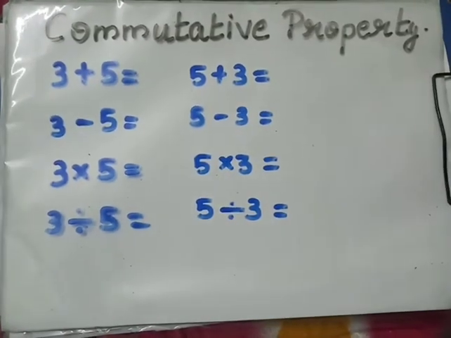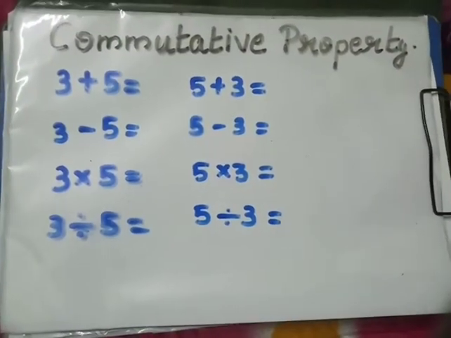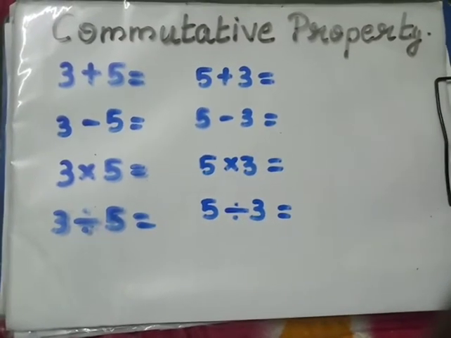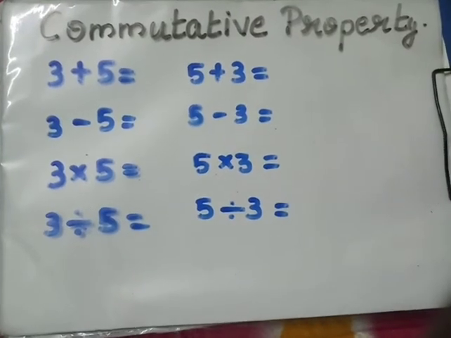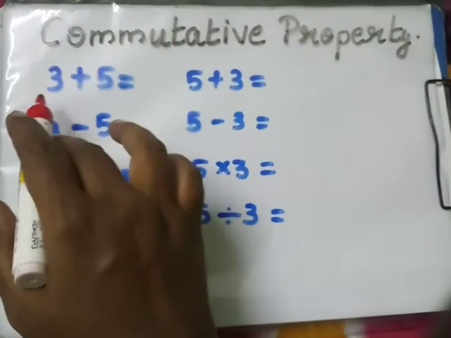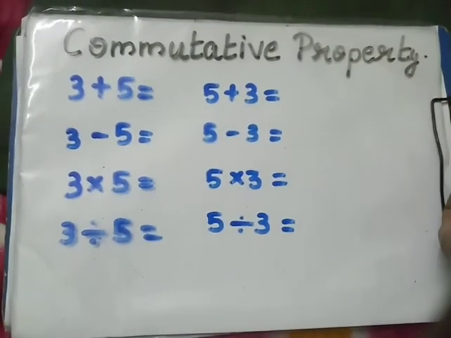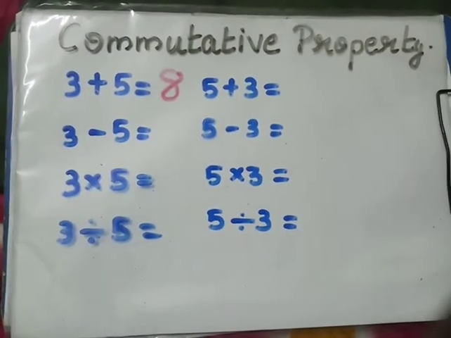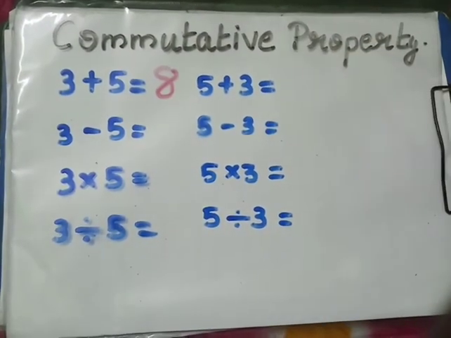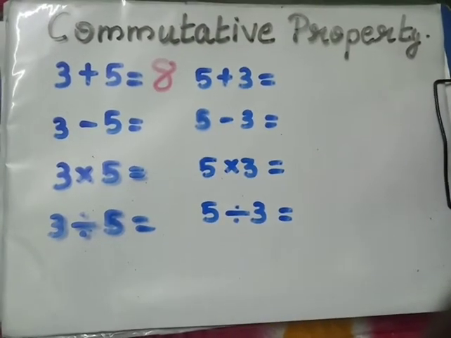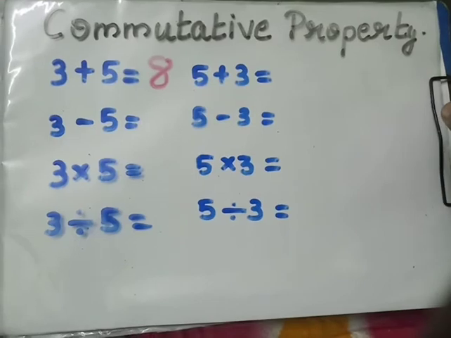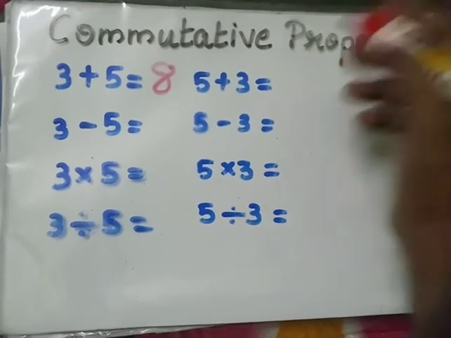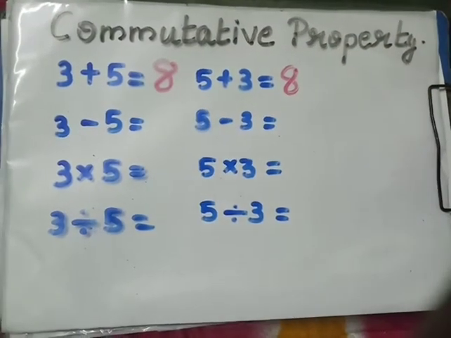So our second property is commutative property. What is commutative property? For this property also I have written some examples here. Let us solve and see whether we are getting a whole number itself. So here you can see I have written 3 plus 5. What is 3 plus 5? Yes, it is 8. Now I have changed the order and written 5 plus 3. Even if I change the order, I will get the same answer. That means 5 plus 3 is also 8.